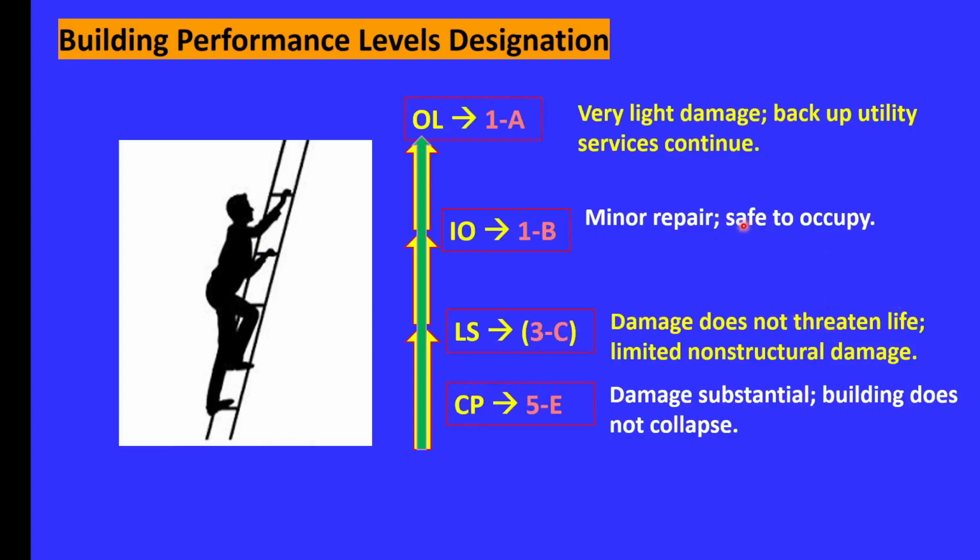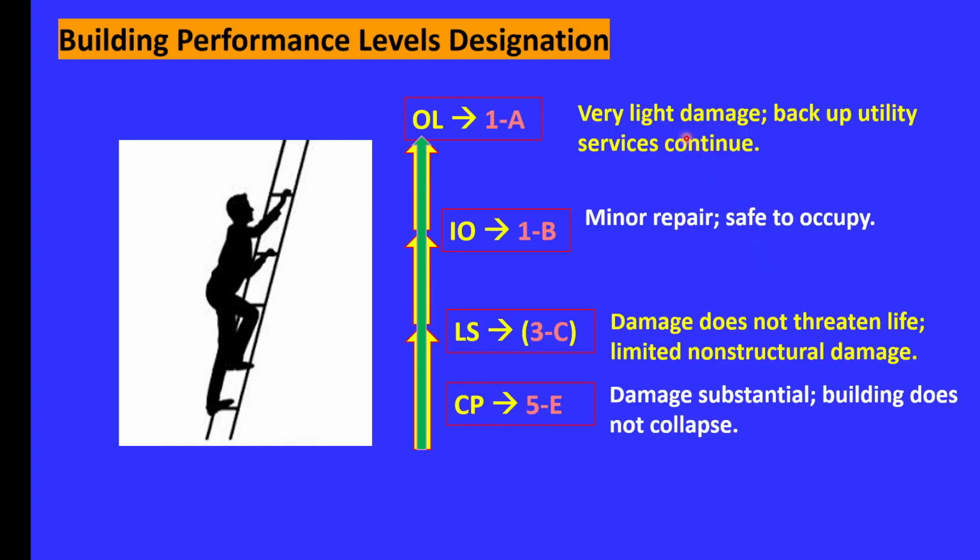So this you have to remember, which is the highest performance level. OL is the highest, 1A. Lower, still lower is the IO, 1B. Still lower is LS, 3C. And lowest is the collapse prevention building, 5E.